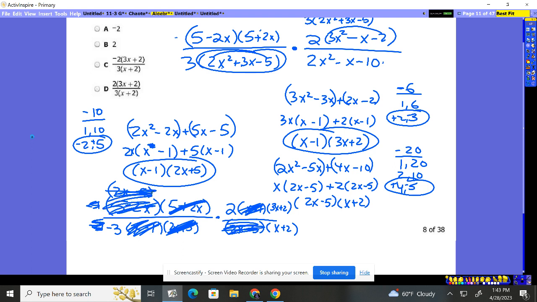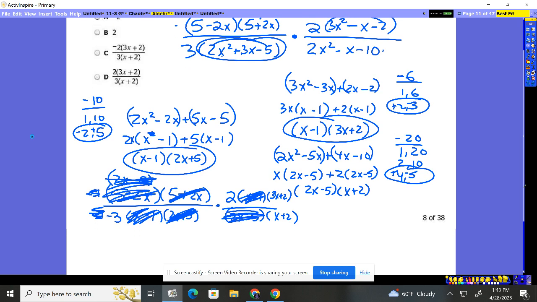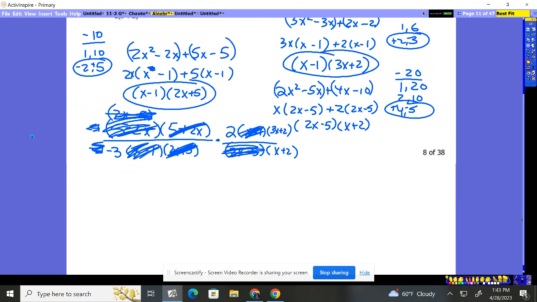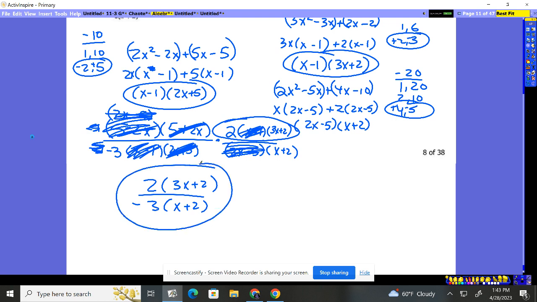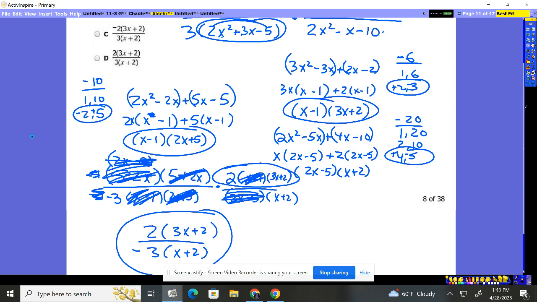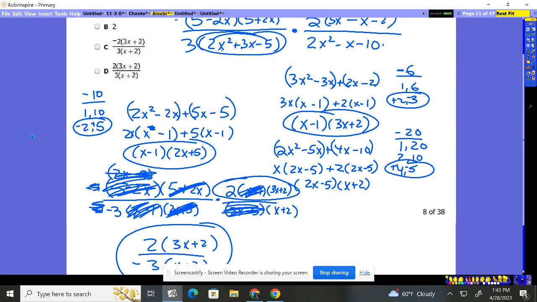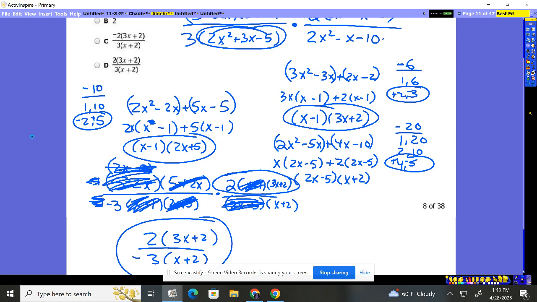So here's what we are left with. And this looks like one of the solutions. But boy, is it tricky. Everybody's gone here, right? Everybody disappeared except for who? On top, I had this 2 and a 3x plus 2. In the bottom, I have a -3 now and an x plus 2. Now, if you have a negative in the bottom, it's the same as negative in the top. So this is the answer. This is the solution we're looking for. So the answer is negative 2 times 3x plus 2 on top, and 3 times x plus 2 in the bottom, and you will notice that is choice C.